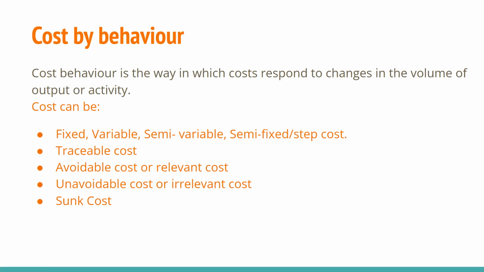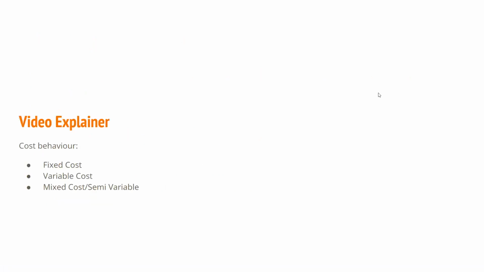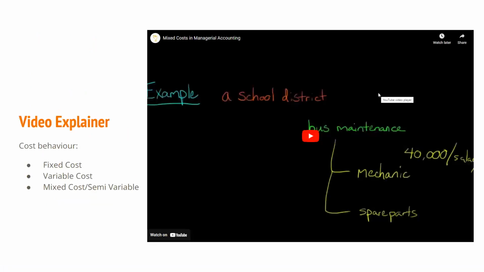There's traceable costs, there's avoidable costs or relevant costs. There's unavoidable costs or irrelevant costs, and there's sunk costs. So let's take a look at some of these. The first one we want to look at is our fixed costs, variable costs, and what we call mixed costs or semi-variable costs. And again, I'll use a video explainer to look at these, with the examples.